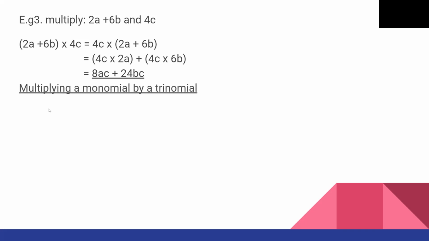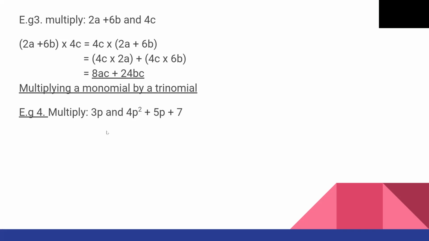Now go to the next type, that is multiplying a monomial by a trinomial. In the first part we learned monomial by monomial. In the second part we learned monomial by binomial. Now in the third part we are going to learn how to multiply a monomial by a trinomial. I will explain through an example. See, example 4: multiply 3p and 4p square plus 5p plus 7. So 3p is the monomial and the second polynomial, 4p square plus 5p plus 7, is a trinomial.